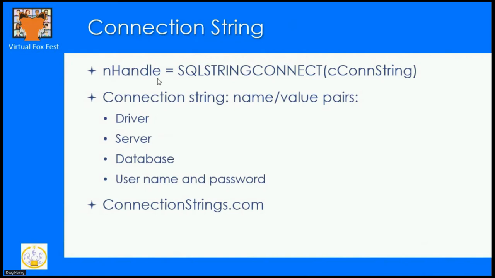Now the connection string comes as name value pairs. One that is required is driver. So it'll be driver equals something. And the name of the driver is the same name that you would see in the ODBC administrator, which we'll look at in a couple of minutes. But the spelling of the driver is very important. You have to type it exactly as that driver name is known. That includes any spaces, any punctuation marks, you know, parentheses, things like that. It has to be exactly spelled, otherwise it won't work.